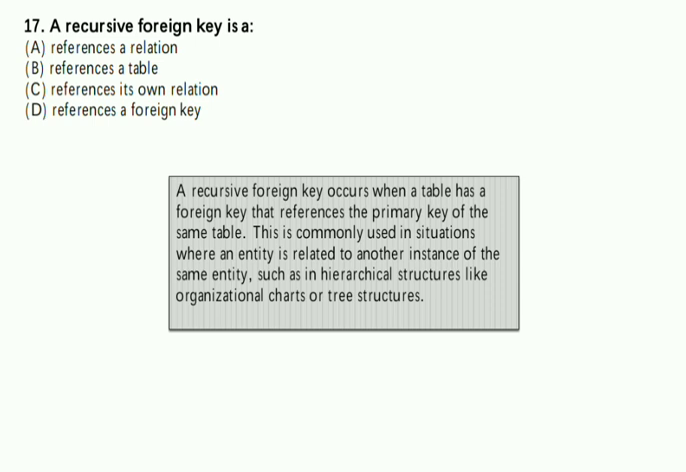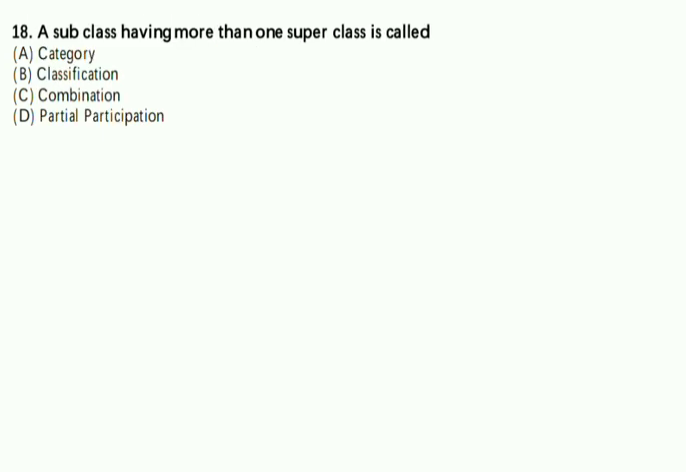So this type of recursive foreign key is actually used in hierarchical structures like organizational charts or tree structures. And recursive foreign key means when a table has a foreign key that refers to the primary key of the same table.